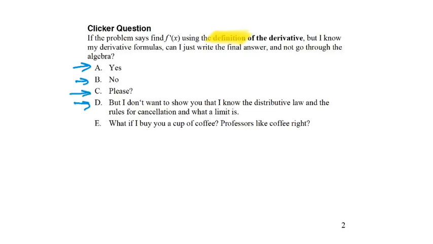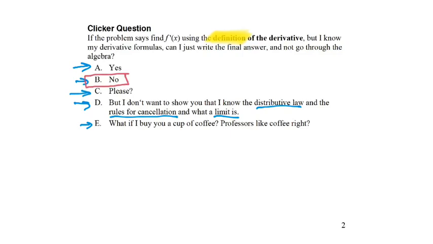What about, I don't want to show that I know the distributive law. Ooh, big hint, that's coming up. Rules for cancellation, big hint, that's coming up. Limit, big hint, that's what's coming up. And then, what if I buy you a cup of coffee? Professors like coffee, right? Oh, I'm sure we all do, but you know that the right answer is no.